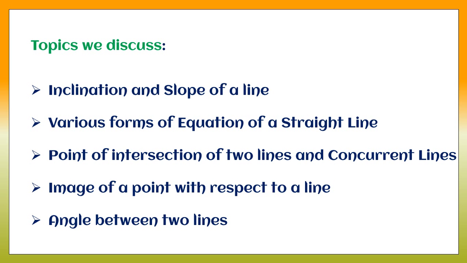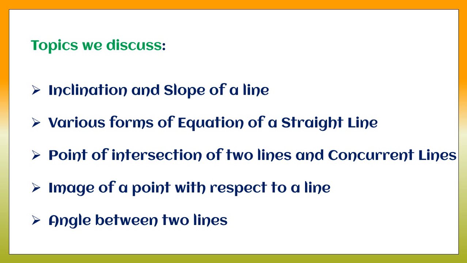Next we are going to discuss concurrent lines and the point of concurrency. Next, with respect to a line, what would be the image of a point? We will discuss that in our later videos. Next, angle between two lines. When two lines are intersecting, what is the angle that is formed between those two lines? These are all the things that we are going to learn in this particular chapter.